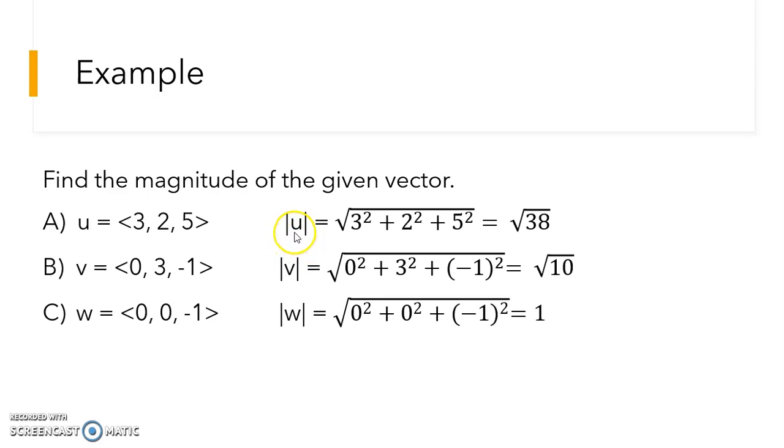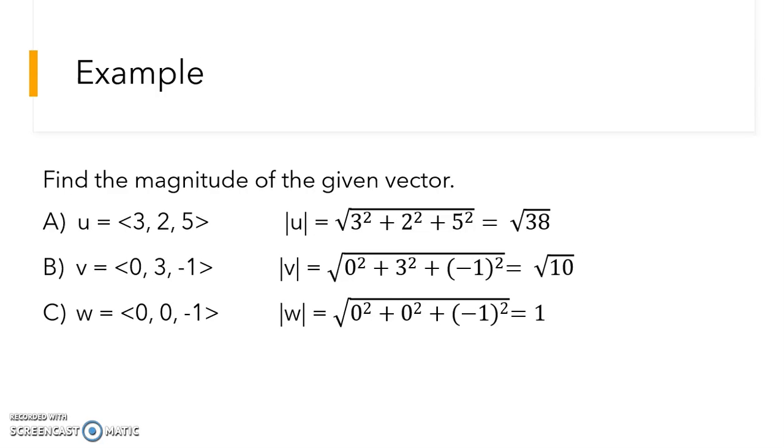So the magnitude for vector u, I did 3 squared plus 2 squared plus 5 squared, and the square root of that. And you get the square root of 38. Now this can't be simplified, so I can just leave it like this. The magnitude of vector v, you get 0 squared plus 3 squared plus negative 1 squared, which comes out to the square root of 10. And the magnitude of vector w is 0 squared plus 0 squared plus negative 1 squared, which comes out to positive 1. So that's it for magnitude.